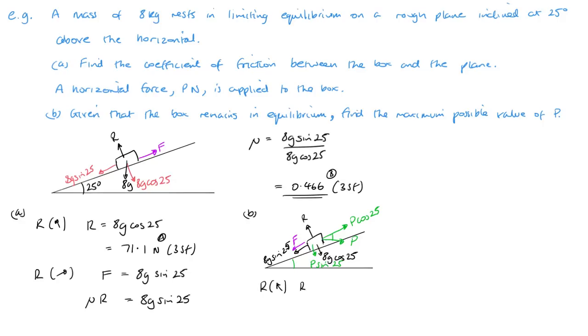So we have that R is equal to 8g cos 25 plus P sine 25. Now let's resolve parallel to the slope. So going up the slope, we've got P cos 25. And then going down the slope, we've got 8g sine 25 plus F. And then F is the same as mu R.